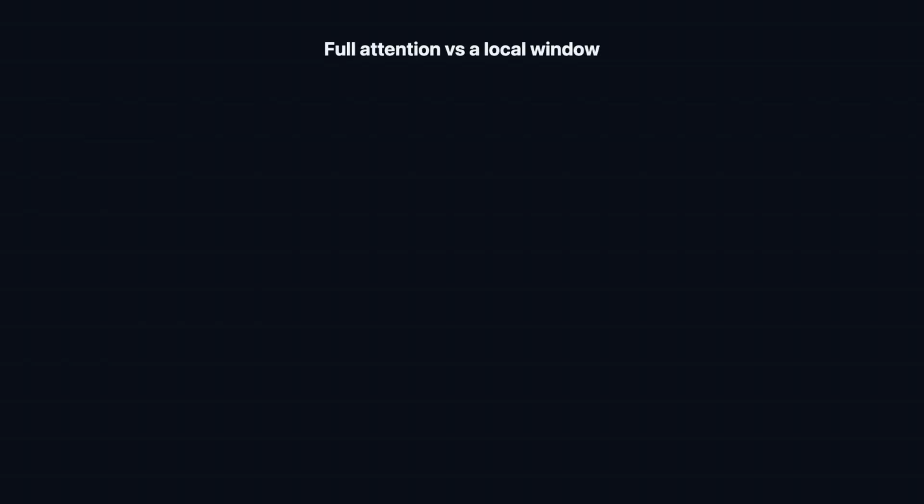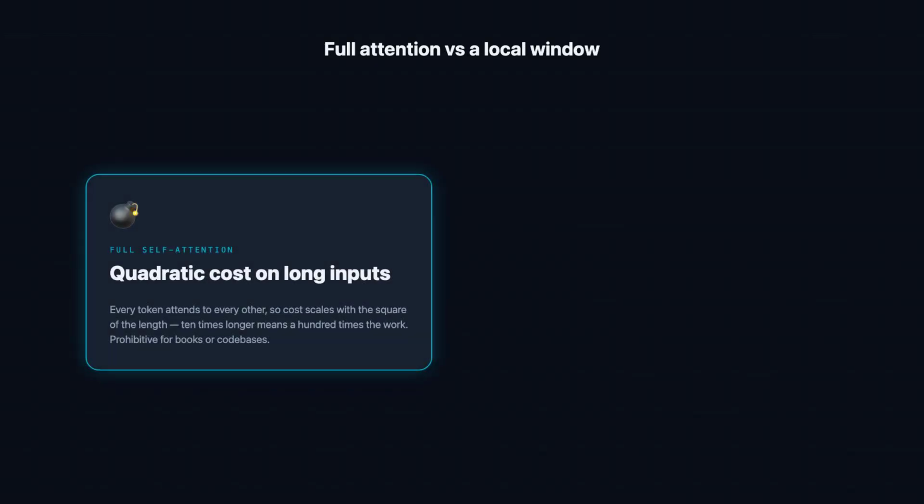First, let us see the exact problem sliding windows were built to solve. Full attention lets every token see every other token in the sequence. That is wonderfully expressive, but the cost is brutal. Comparisons scale with the square of the length, so a sequence 10 times longer takes 100 times the work and memory. For long documents, books, or sprawling code bases, that quickly becomes completely prohibitive.